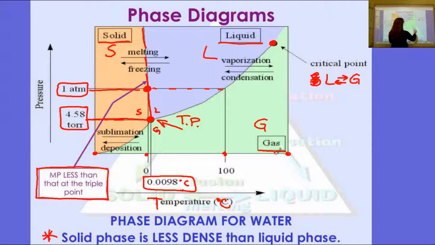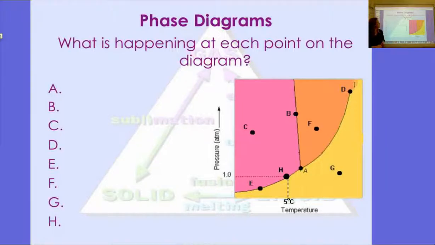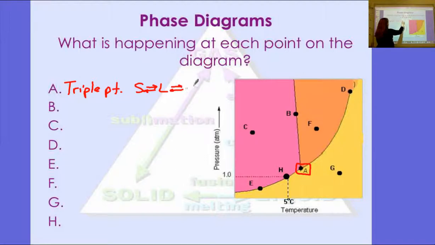If there was more data, you could give a specific temperature for the critical point and a specific pressure for the critical point. So, what kind of questions am I going to ask you about these phase diagrams? Well, here's a good quiz or test question. Label what is happening at each point on the diagram. Point A is right here. Point A is the triple point. The triple point is where you have solid and liquid and gas all at the same time.